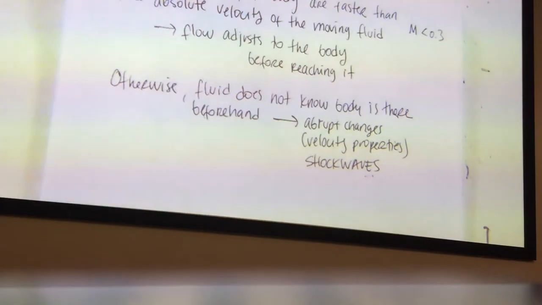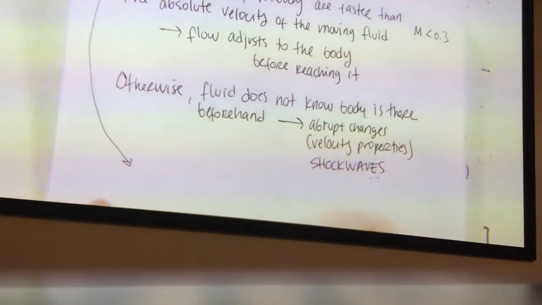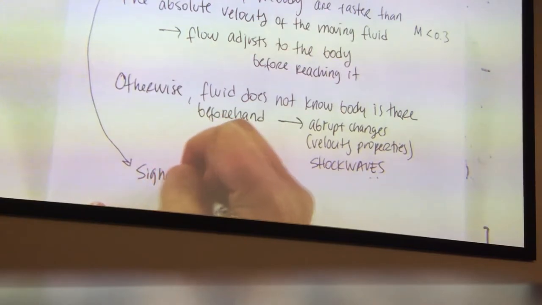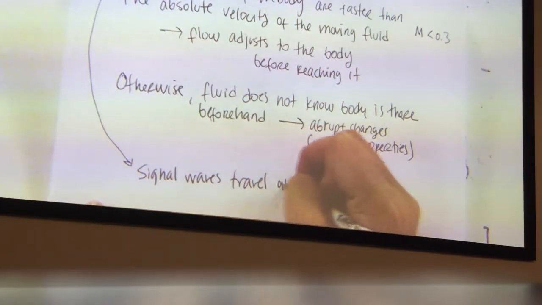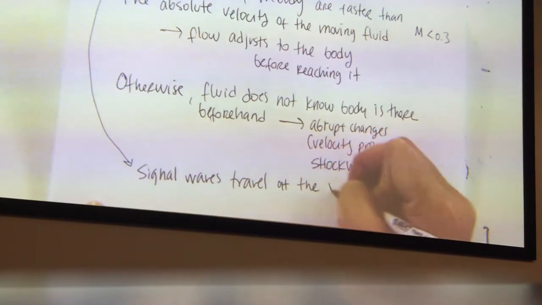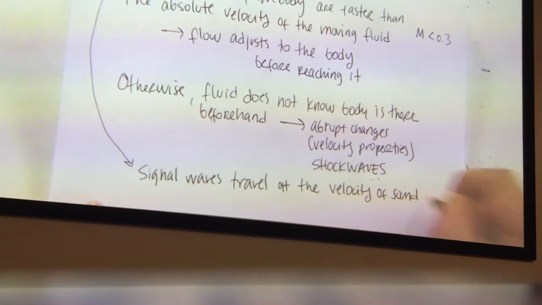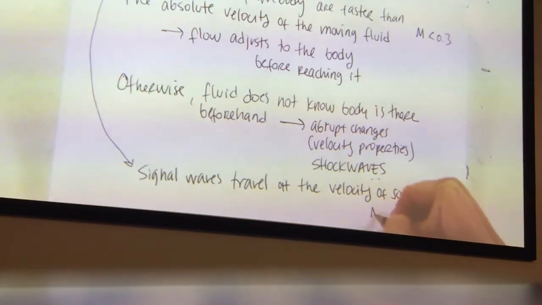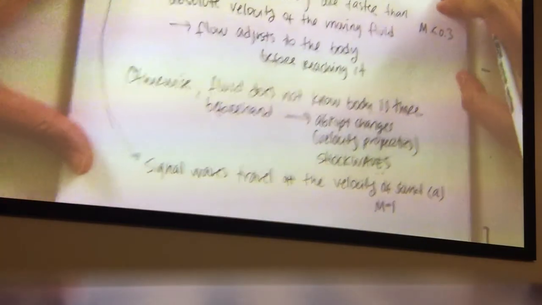So how fast do these signal waves travel? This is really why it's called the speed of sound, because signal waves travel at the velocity of sound. So if you go any faster than the velocity of sound, which is Mach equals 1, then you're in this problem in which we have shock waves.